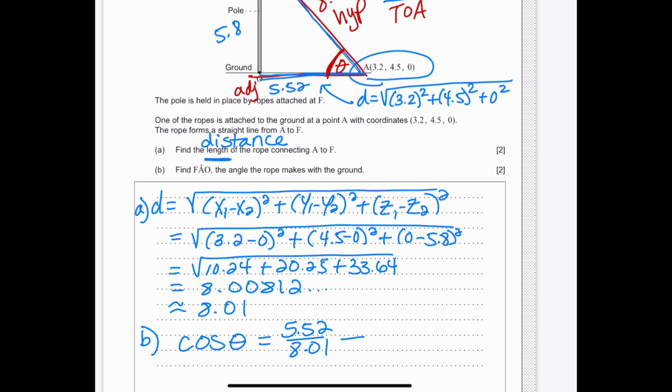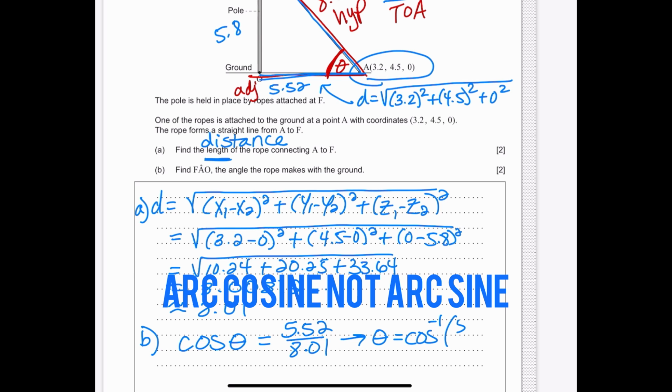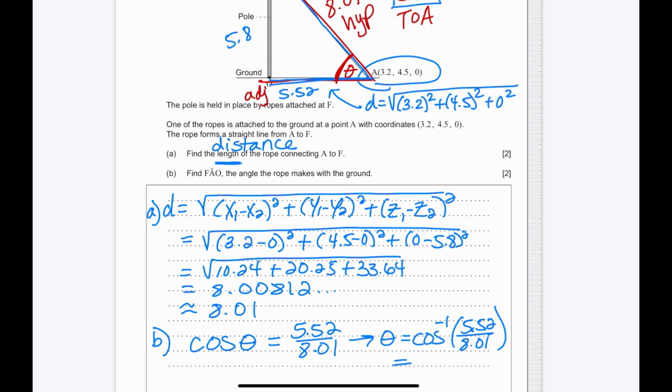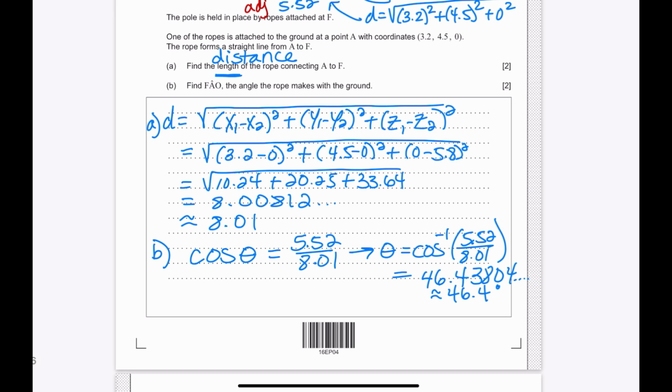And this basically means that I can find theta by doing the arc cosine of 5.52 divided by 8.01, which basically just means that in your calculator, you're going to press second cosine. This is on a TI 84, 5.52 divided by 8.01, and you're going to get 46.43804, etc., which then rounds to about 46.4 degrees. So that is going to be my final answer.